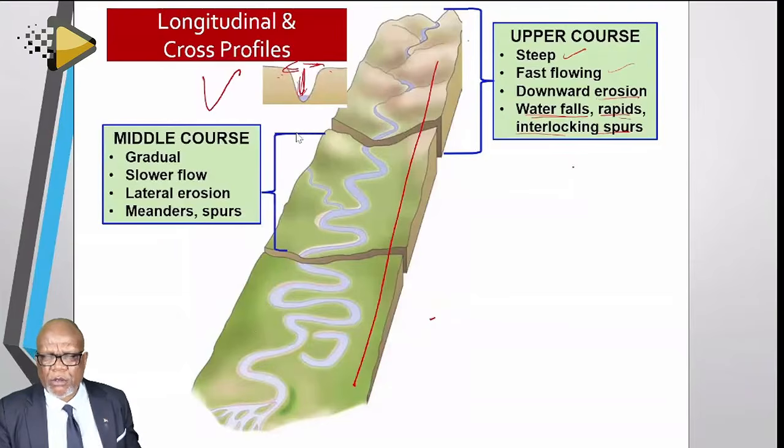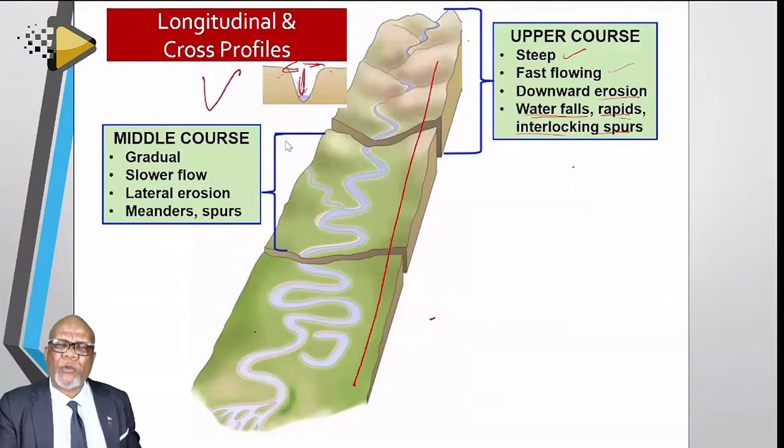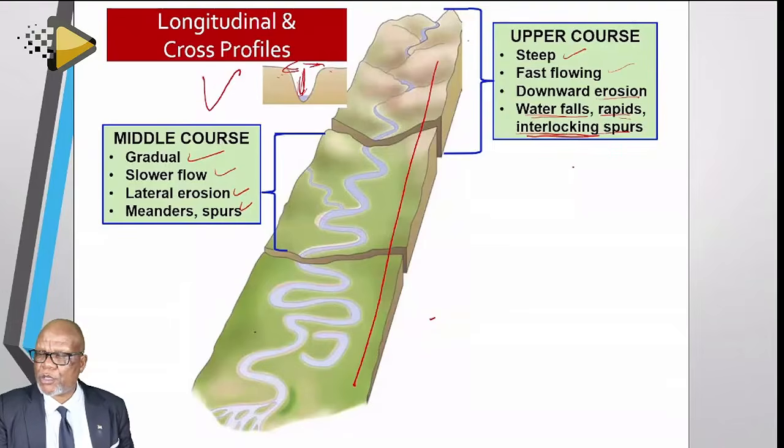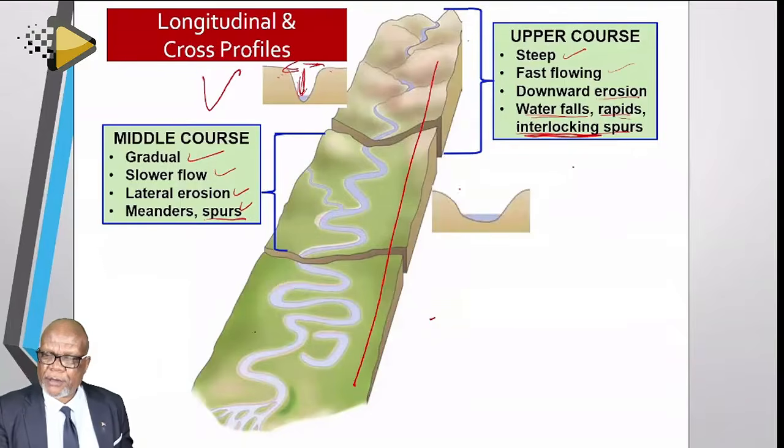Now let's go to the middle course of the river. What are the flow characteristics? The gradient there is gradual. The water is flowing slow. There is lateral erosion, and you are going to find the meanders that are beginning to form, and you also find the spurs. Remember, in the upper course you find the interlocking spurs, but in the middle course you will find the spurs. And now, let's look at the cross section of the river in the middle course.